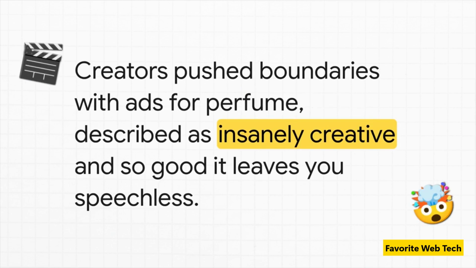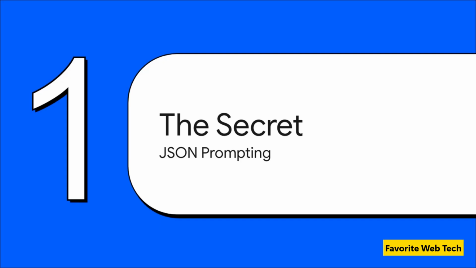Or maybe you've seen the one with the luxury perfume bottle. It doesn't just spray a little mist. No, it erupts into this entire cinematic fantasy world packed with incredible visuals. So you have to wonder, how is this even possible? Is it some kind of magic? Well, not exactly. The secret actually has a name, and it's called JSON prompting.